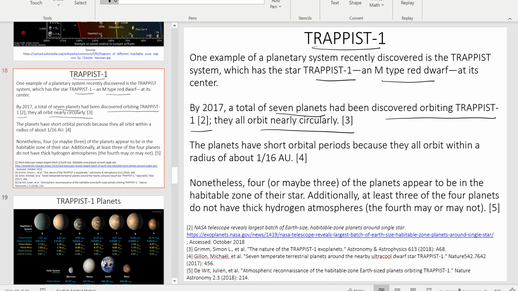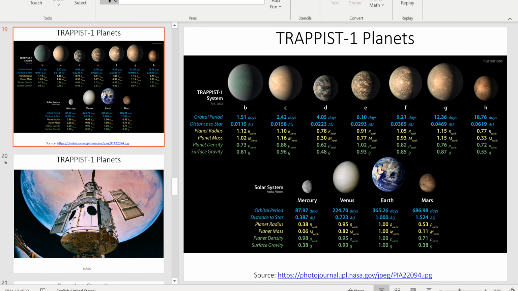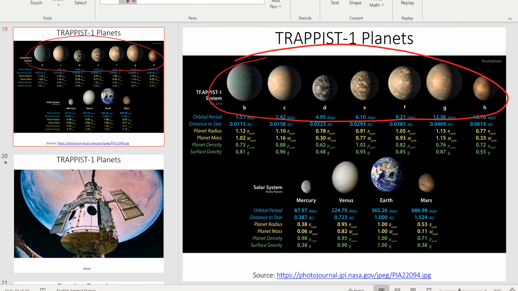All the planets orbit within about 1/16th of an astronomical unit. They're very close to the host star, but the host star emits very little light. And that means that some of them are in the habitable zone. We think around 3, estimating somewhat conservatively. Here are the planets. These are artists' conceptions of the planets. By the way, we don't have pictures of these planets, but these are an artist's conception of the planets. We have various information about the radius, the mass, the surface gravity, orbital period, etc.